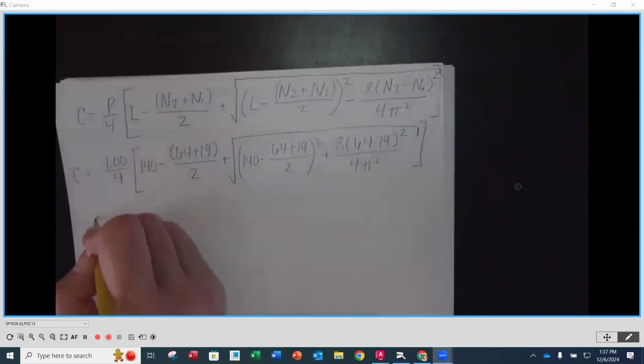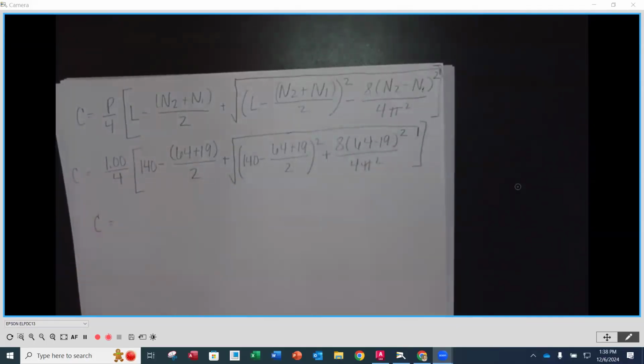numbers in there. Now I've got to figure out what I got. So I'm going to start kind of on the back end here and put my numbers in, and then I'll add together. So it's going to be a little bit of a work in progress.